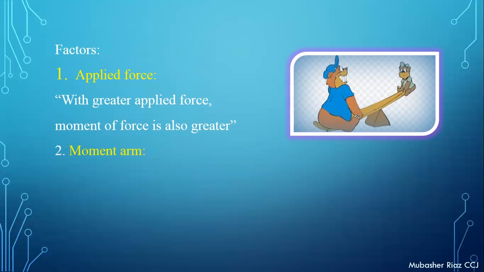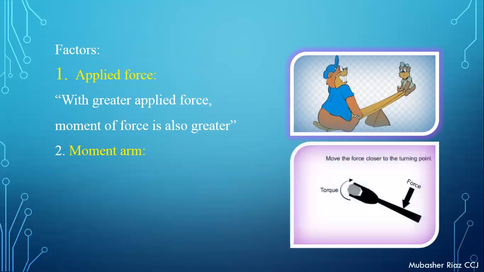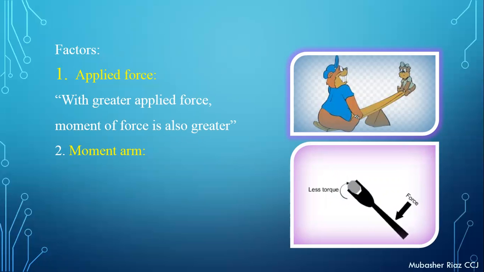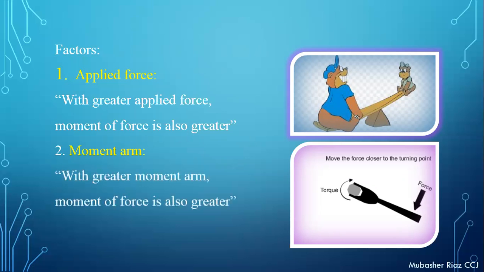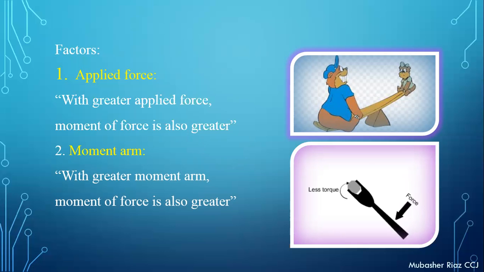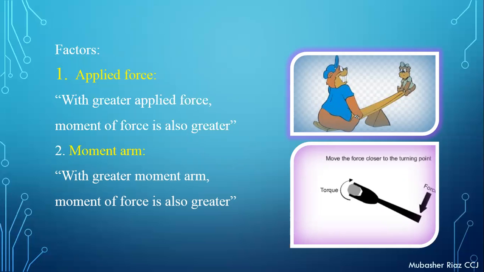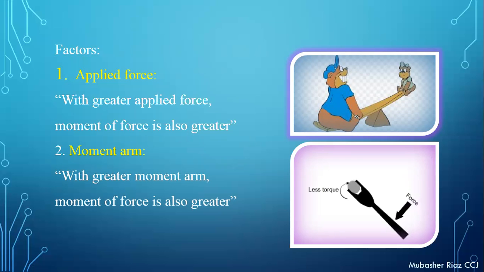And the second factor is the moment arm. If moment arm is greater, then turning effect is also greater. And if moment arm is smaller, then turning effect is also smaller. So moment of force depends upon these two factors, and they are directly proportional to it. If applied force is greater, turning effect is also greater. If moment arm is greater, then turning effect is also greater. So torque depends upon these two factors.